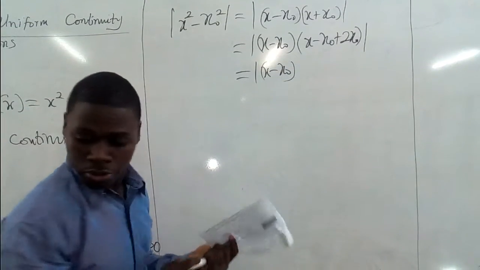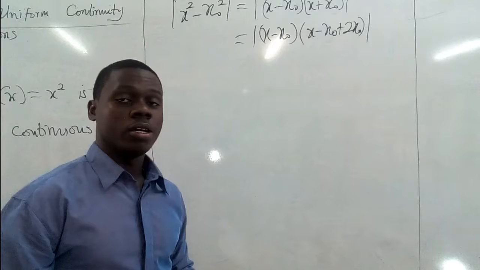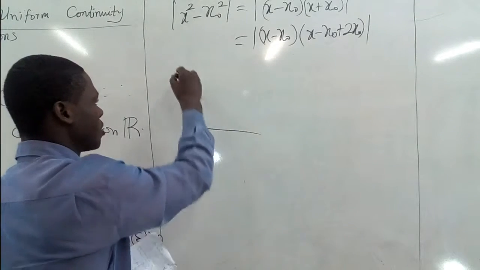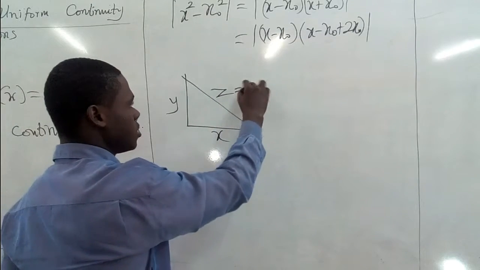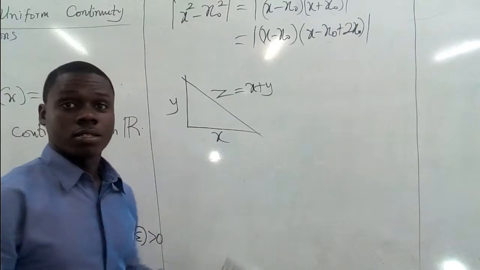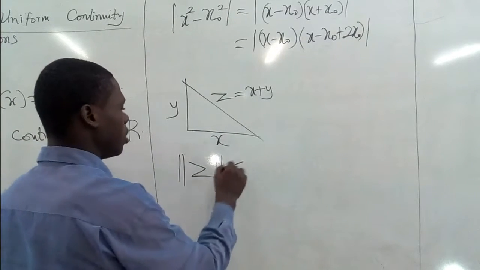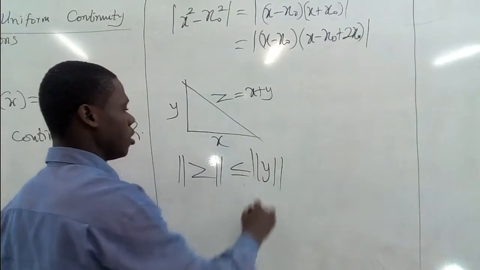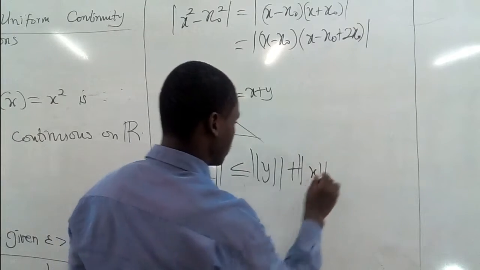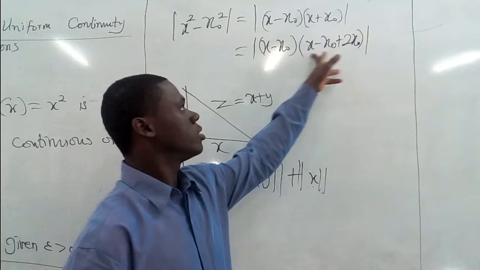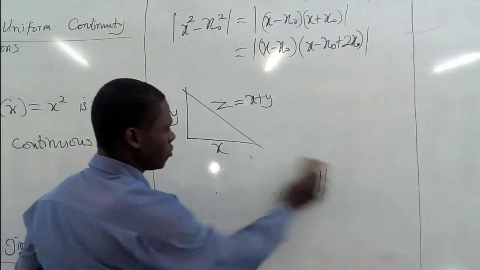And now we realize that at this point we can apply the triangle inequality. When you have a triangle like this, and this side is y, this side is x, and this is z, let's say z is equal to x plus y, then the triangle inequality says that the absolute value of z is always less than or equal to the absolute value of y plus the absolute value of x. So we're trying to apply that here. Just a quick reminder of the triangle inequality.